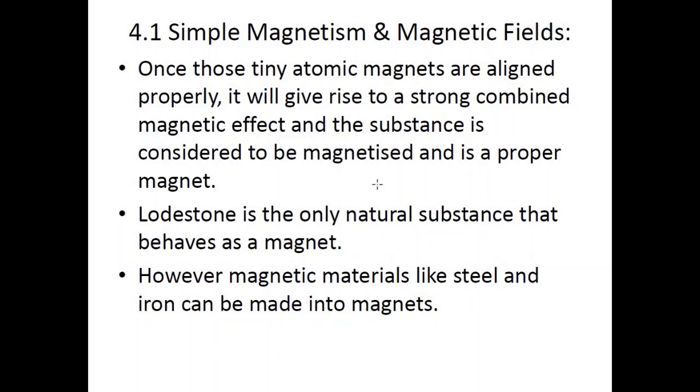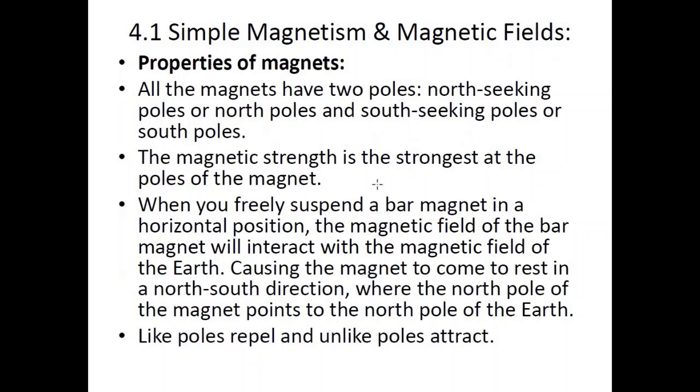Once these tiny atomic magnets are aligned properly, they will give rise to a strong combined magnetic effect, and the substance is considered to be magnetized and is known as a proper magnet. The material that naturally occurs as a magnet, naturally behaving as a magnet, is known as lodestone. However, magnetic materials like steel and iron can be converted into magnets through magnetization.